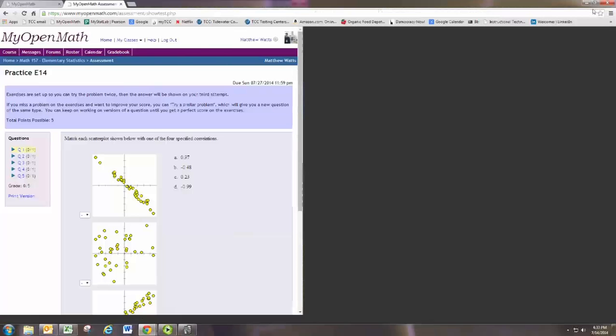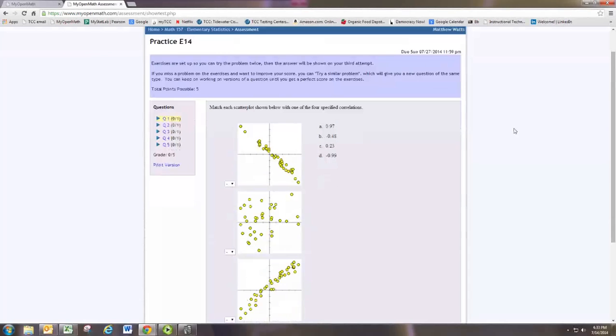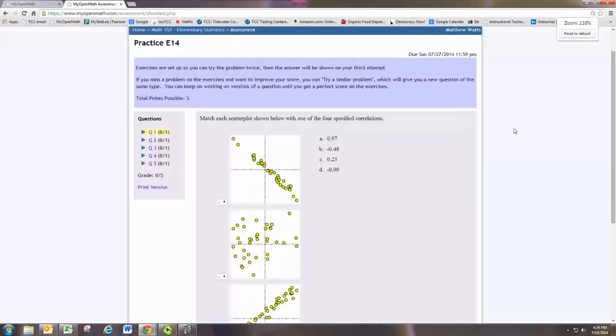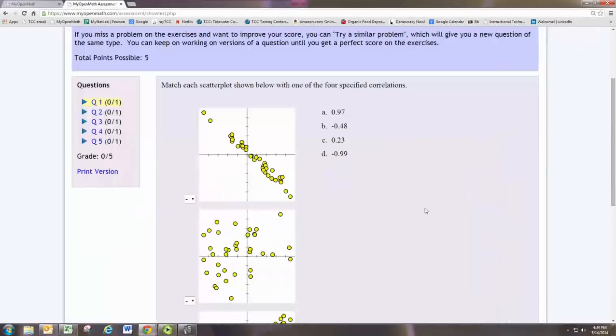In this video, we'll look at practice problem 1 from experience 14. Mark each scatter plot shown below with one of the four specified correlations. The numbers given, A, B, C, and D, on the right-hand side, are the correlation coefficients for the graphs.